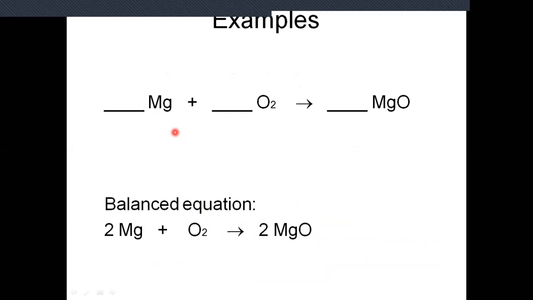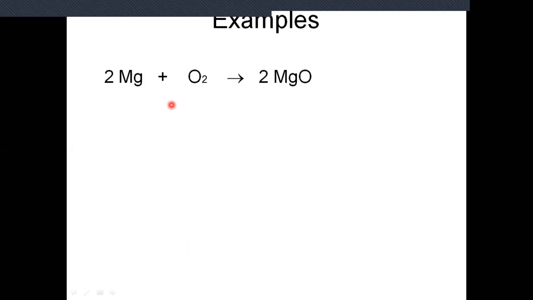Now, this is an example. First of all, we have written an unbalanced chemical equation. We can see that there is one magnesium atom on the reactant side, one magnesium atom on the product side, two oxygen atoms on the reactant side, while one oxygen atom on the product side. So we will multiply MgO by 2. After multiplication, now oxygen is balanced. But now to balance magnesium, we need to multiply magnesium on the reactant side by 2. So it is a balanced chemical equation, and now the number of atoms is equal on both sides of the equation.